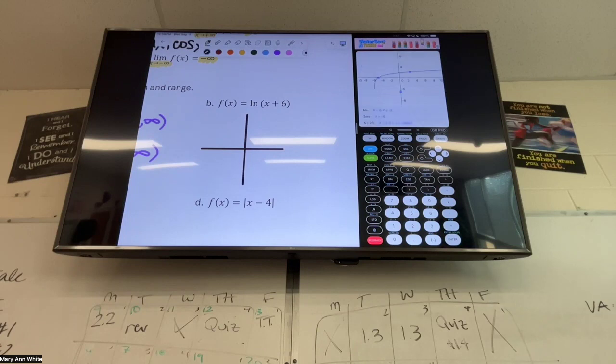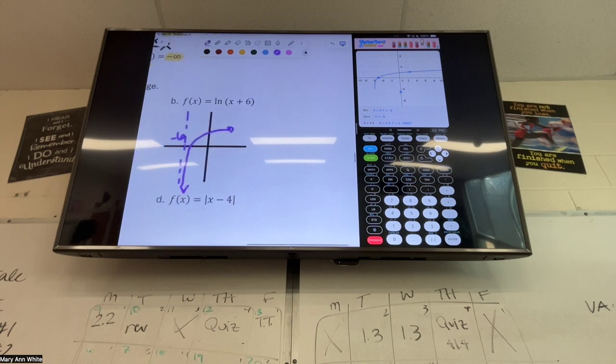Ooh, it looks like it stops, but we know logs or natural logs don't stop. What is that actually showing me? What's actually happening there where it looks like it stops? An asymptote. Where's that asymptote at? X equals negative 6. And so we're getting closer and closer and closer to that, but not quite hitting it.